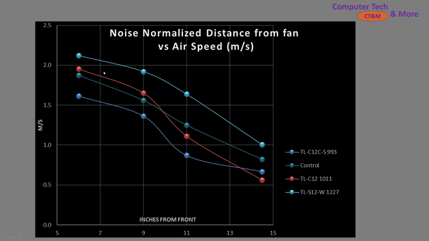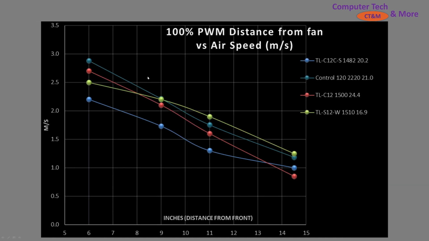So the TL-C12C is underperforming for the most part. It wouldn't be a strong recommendation for a case fan. The only one that seems to do well is the TL-S12. At 100% PWM fan signaling, well, it is still underperforming my control fan, so it doesn't get a strong recommendation here.